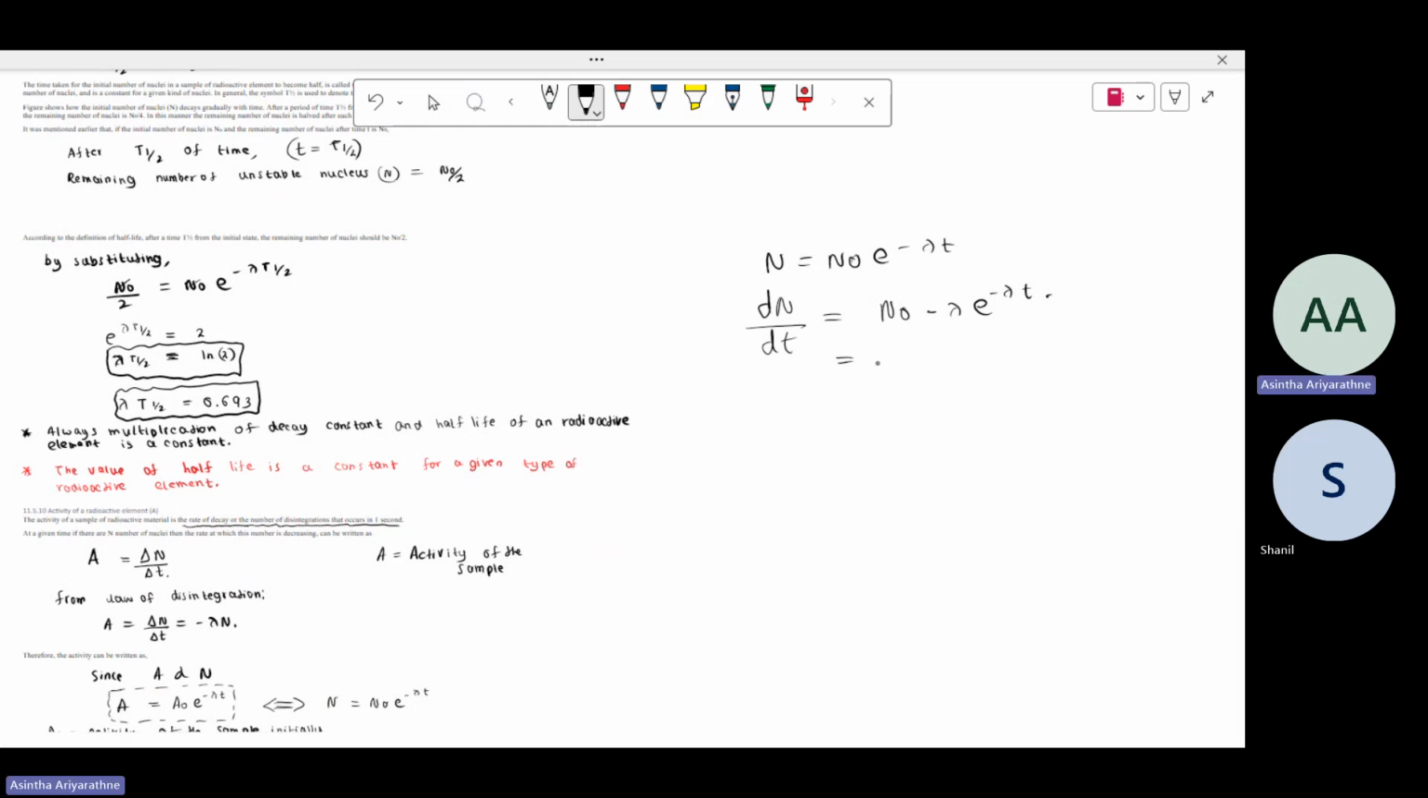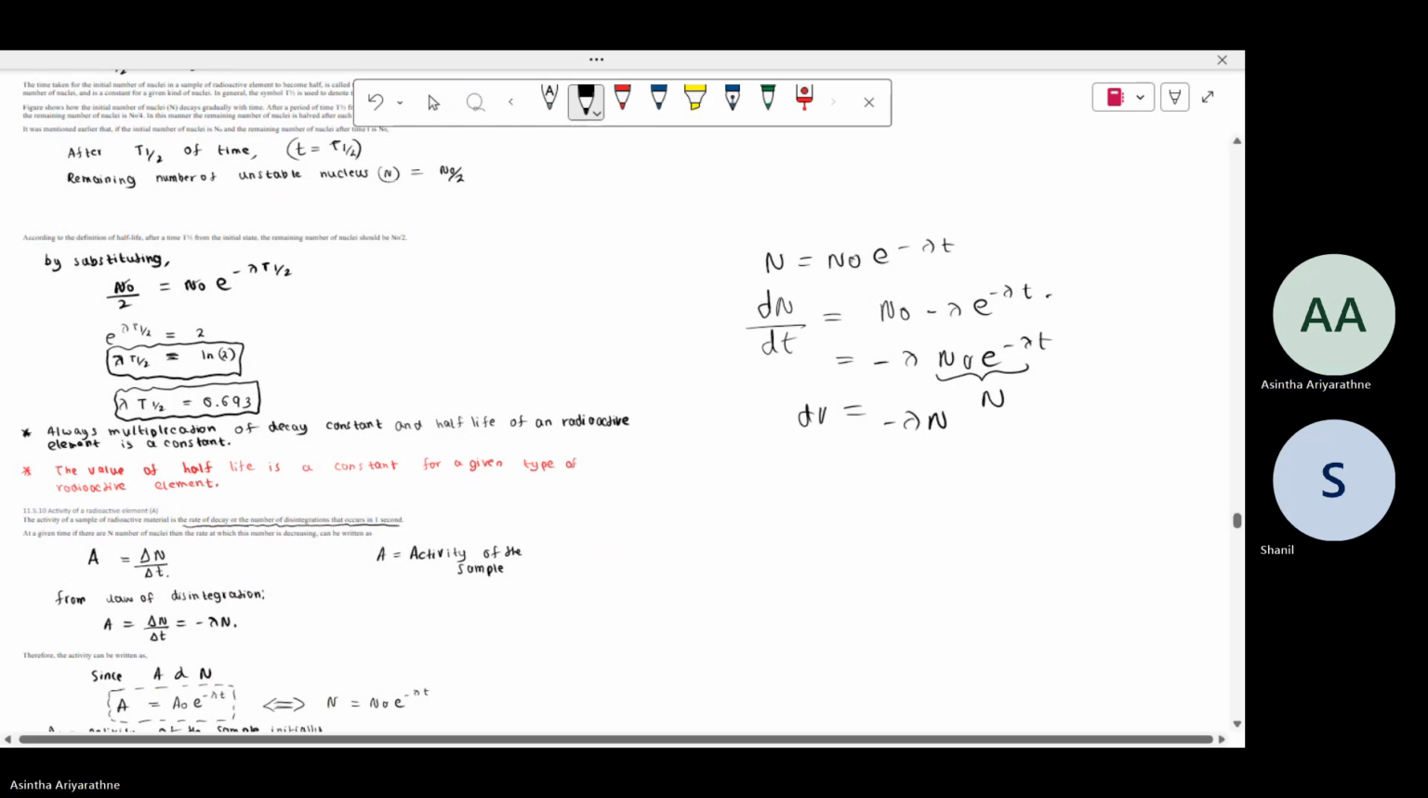Right, so then we have minus lambda n naught e to the power minus lambda t, and n naught e to the power minus lambda t is equal to n. So minus lambda n is dn over dt. Therefore we can write dn over dt is minus lambda n. Without this proof, I just wrote the final result here. So this is how it comes.